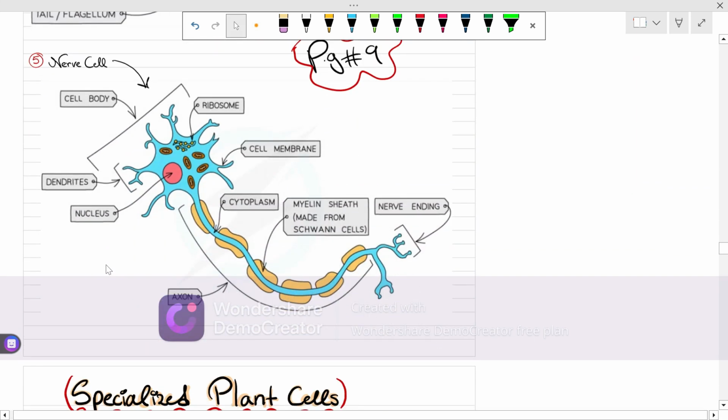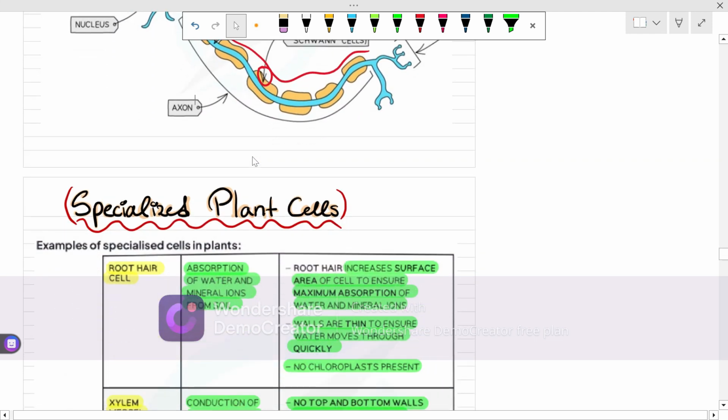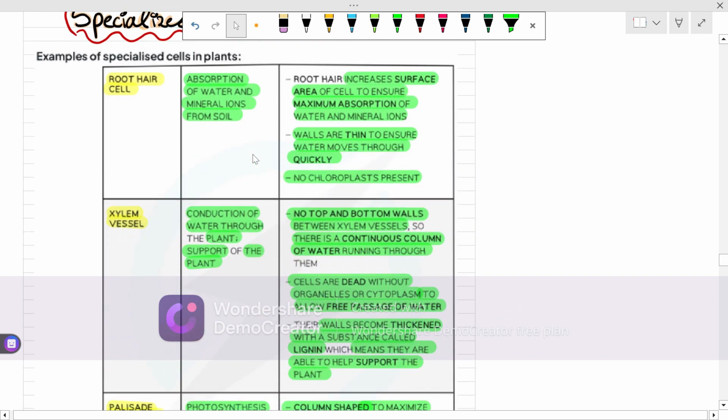Next is a nerve cell. The nerve cell, this is the cell body. It contains nucleus, cell membrane, ribosomes. This is the fatty sheath to provide insulation. And it contains branches to reach different cells, and it's long to send impulses throughout the body. And that is all about specialized animal cells. Now let's talk about specialized plant cells.